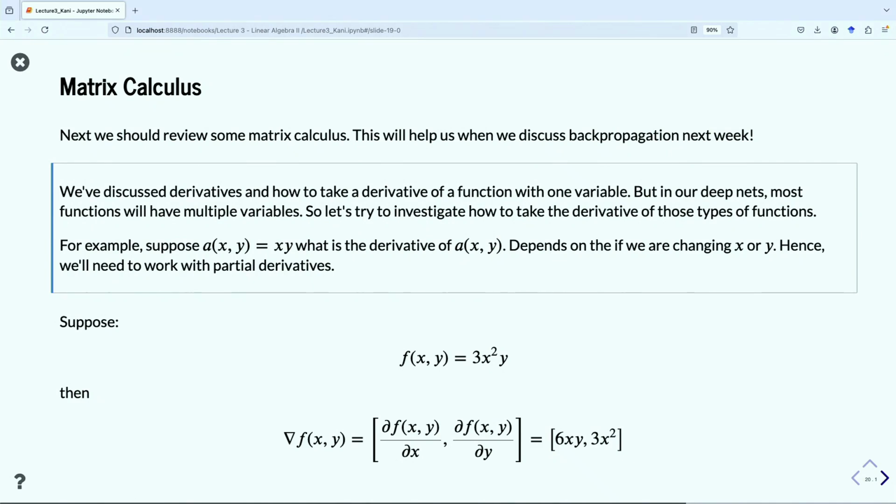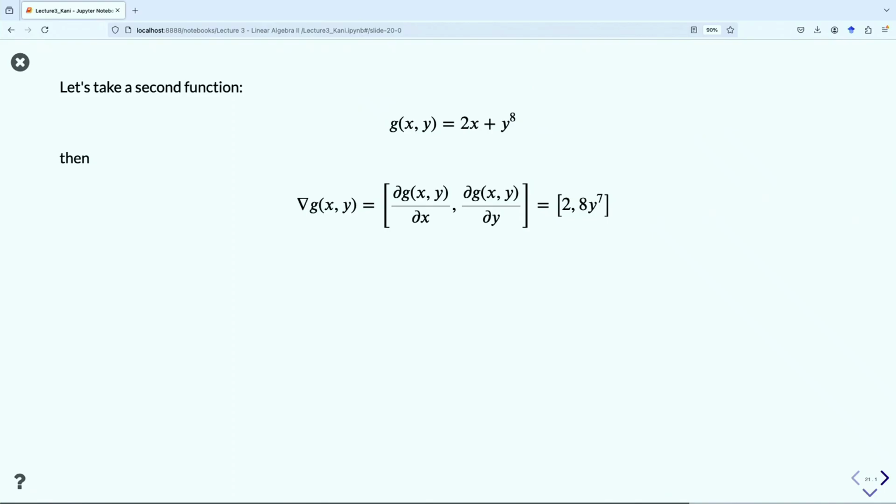So we could do this for other functions too, right? We could define another function, g of x, y is equal to 2x plus y to the 8th. And so the derivative of g is simply the vector where the first element is the partial of g with respect to x, and the second element is the partial of g with respect to y. In this case, the derivative is very simple to see. It's simply the vector containing 2 comma 8y to the 7th.